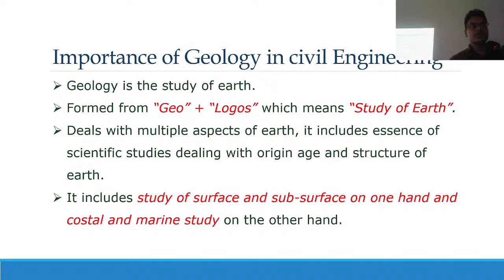First, let us understand the importance of geology and what geology is. Geology means the study of earth. Geology is made from two Greek words. The first word is geo and the second word is logos. Geo means the earth and logos means the study. So, in geology, we deal with the study of earth and its multiple aspects, starting from the origin and structure of earth. In geology, we try to determine the age and study the structure of earth by different scientific aspects. It includes the study of surface, subsurface, and the marine area also.